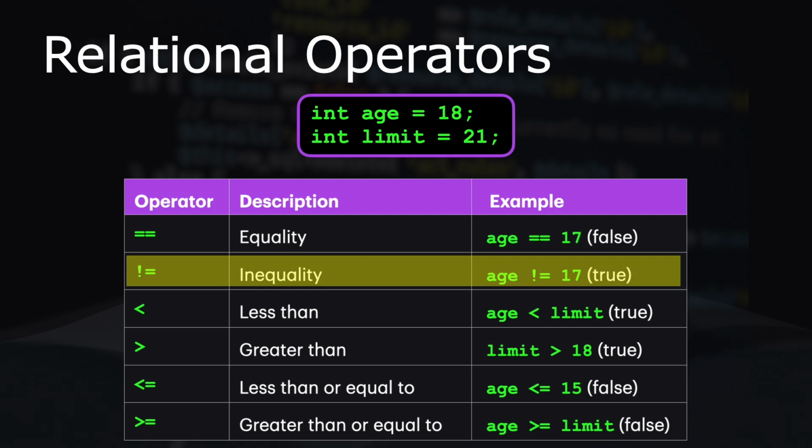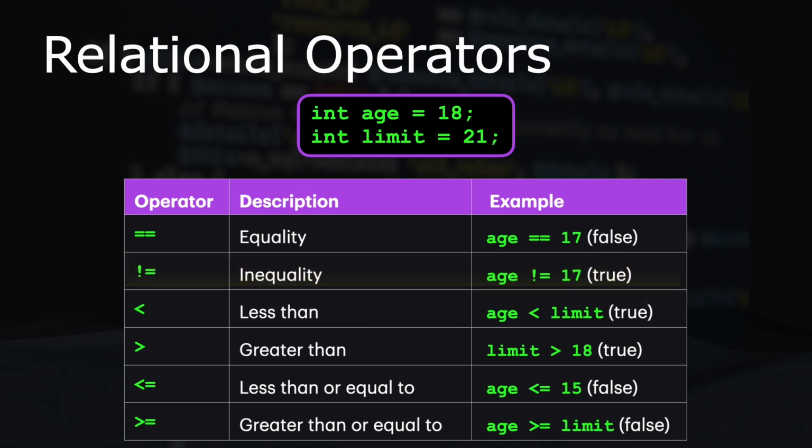The next operator is the inequality operator, which is exclamation point and the equal symbol. Now that you're a coder, you can refer to that exclamation point as bang. And I'm not kidding about that. We pronounce this combination bang equals. It checks if two values are not equal. For example, age is not equal to 17, which evaluates to true in this case. The age is not equal to 17.